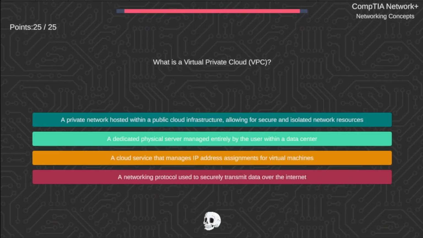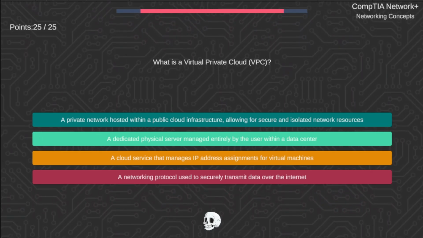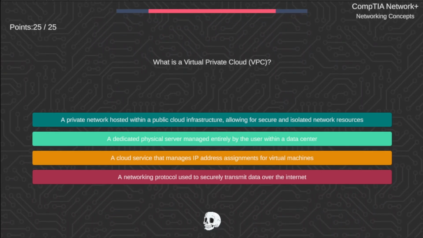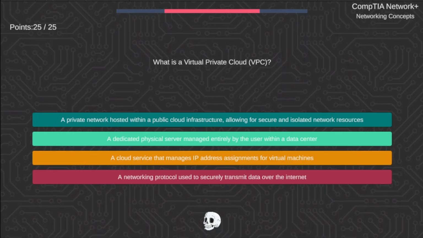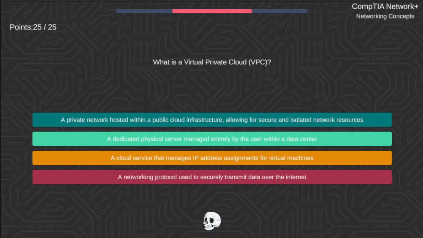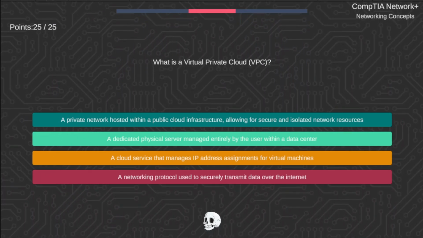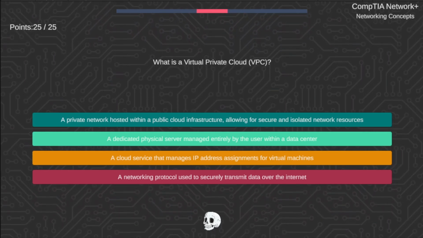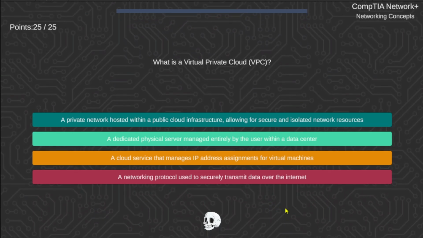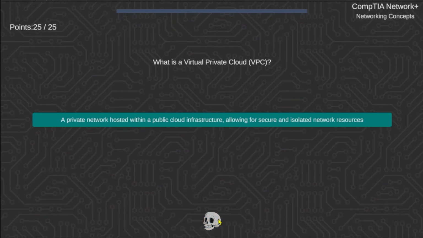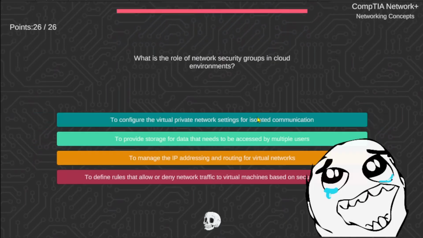What is a virtual private cloud, VPC? A private network hosted within a public cloud infrastructure allowing for secure and isolated network resources, a dedicated physical server managed entirely by the user within a data center, a cloud service that manages IP address assignments for virtual machines, or a network protocol used to securely transmit data over the internet. Virtual private cloud. So this one is a private network hosted within a public cloud infrastructure, allowing for secure and isolated network resources.